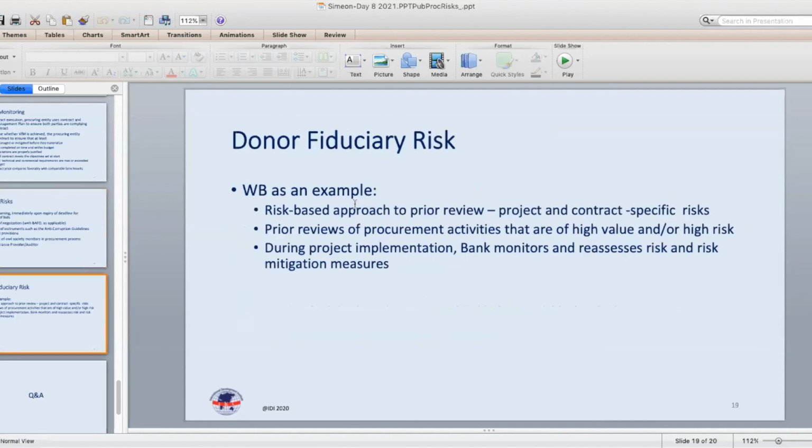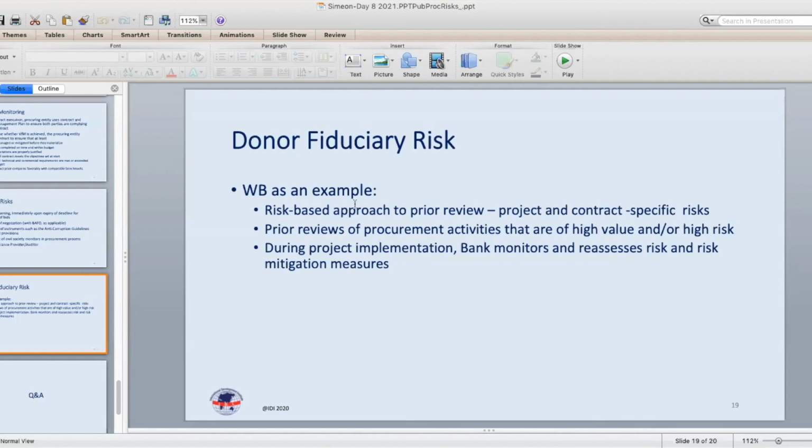Donor fiduciary risk is the last one that's mentioned here, and that basically refers to the obligation of the World Bank, as you know, as the financing institution to its member states who provide the money, to ensure that the money is properly spent, in particular in the procurement context.